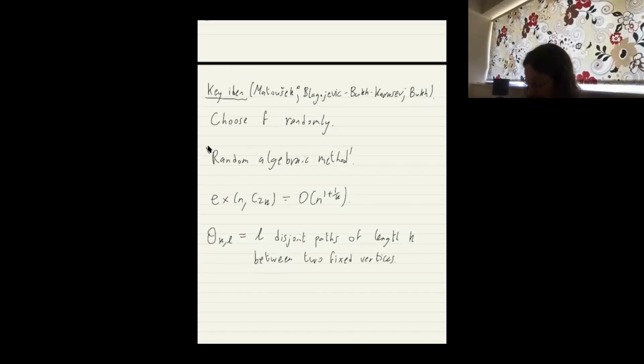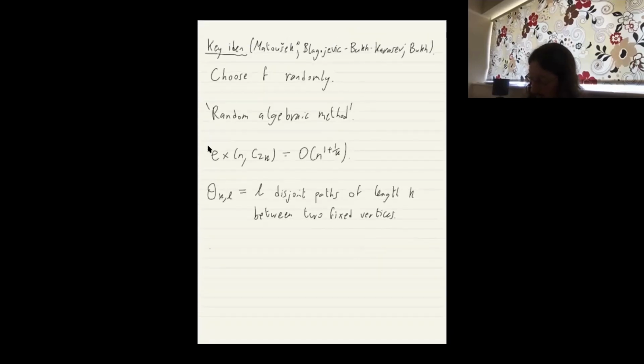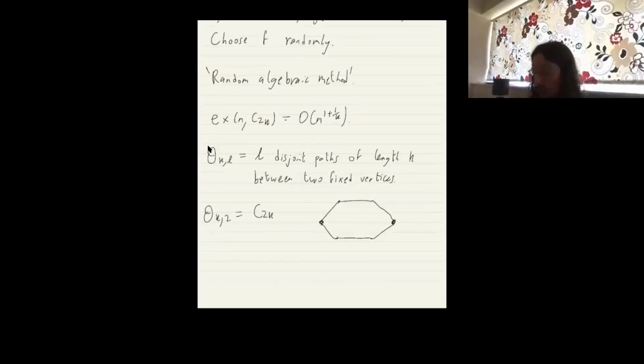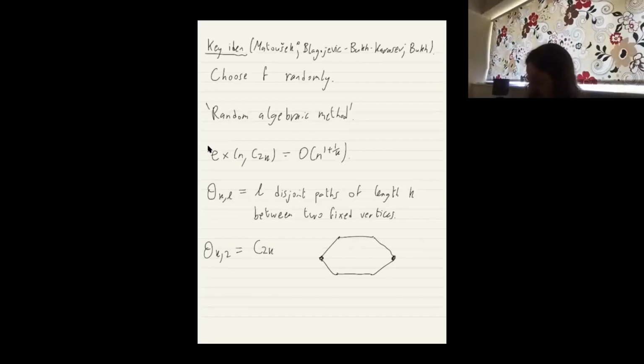So in particular, theta_{k,2} is just a cycle of length 2k. Because if you fix two vertices, and I take, say, two paths of length 3 going between those two vertices, then all I've done is I've formed a sixth cycle. And for theta_{k,3}, then I'm just adding another one between. The reason it's called a theta graph is that if I add another path of length 3, then I get something that looks like a theta.